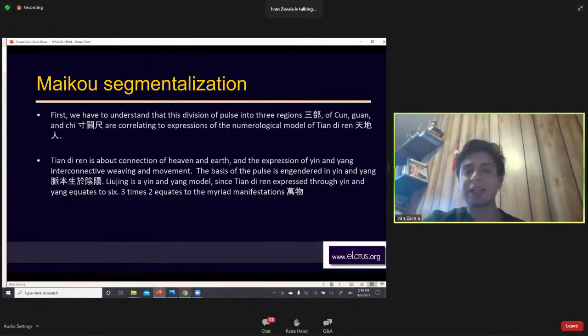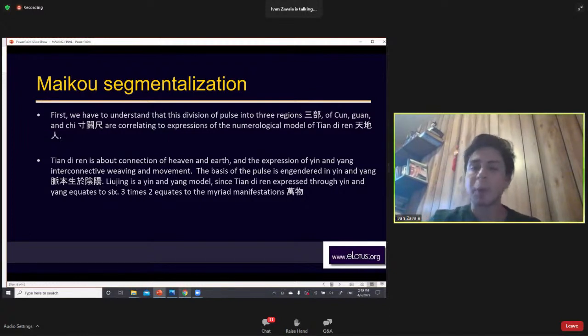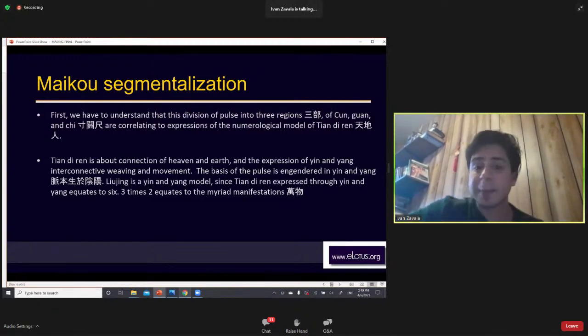So, Maikou segmentalization. First, we have to understand that this division of pulses into three regions, Chun, Guan, and Chi, correlates to expressions of the neurological model of Tiandiren, right? Heaven, humanity, earth. Chun, heaven, Guan, humanity, Chi, earth. Tiandiren is about connection of heaven and earth and the expression of yin yang interconnected, weaving a movement of yin and yang. The basis of the pulses is engendered in yin yang, right? Mai Ben, Sheng Yu Yin Yang. Liujing is a yin yang model.